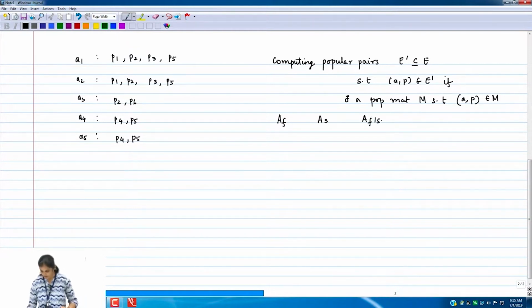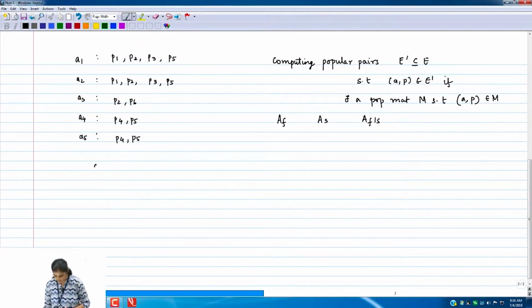So we also defined applicants of the type that is just obvious from this popular pairs: AF, AS and AFS. So very conveniently they are named as applicants who will always get matched to their F post, applicants who will always get matched to their S post, and applicants who sometimes get matched to their F, sometimes get matched to their S, right.